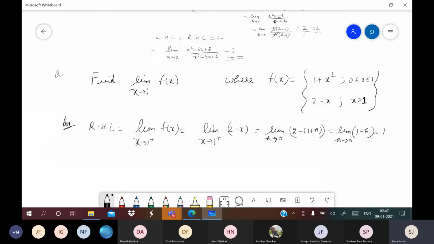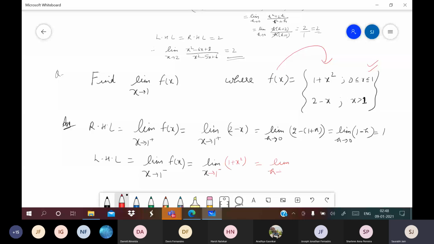Okay. So RHL is 1. Now LHL. LHL is limit x tends to 1 minus f(x). Since in this particular limit x is coming from the left side of 1, it will be less than 1. That is why we are going to take the upper branch, because f(x) is 1 plus x square whenever x is varying from 0 to 1. So here we are going to take 1 plus x square.